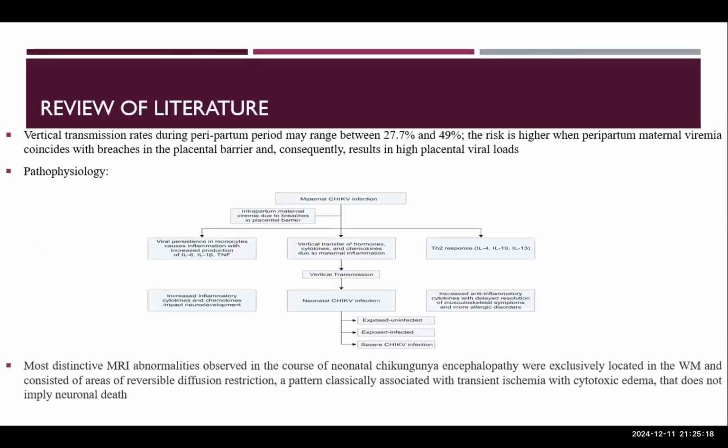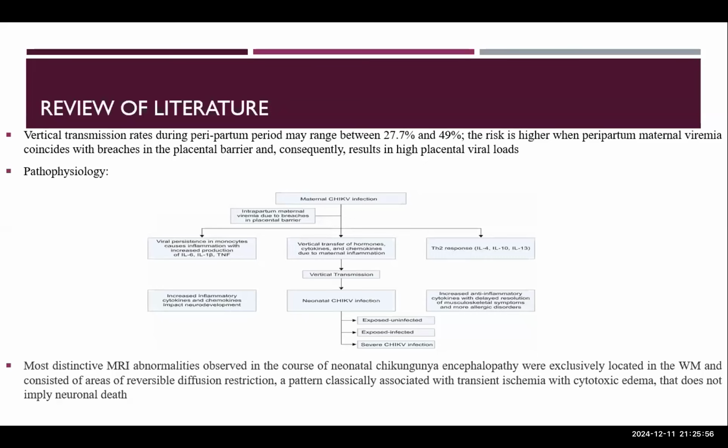When we went to the review of literature, we found that vertical transmission rates during the peripartum period can range from 27 to 49%, and the risk is higher when the mother has a high viral load at the time of breach in the placental barrier. In the pathophysiology, viral persistence in the monocytes causes inflammation with increased production of IL-6, IL-1 beta, and TNF alpha, and these inflammatory cytokines impact the neurodevelopmental outcome.